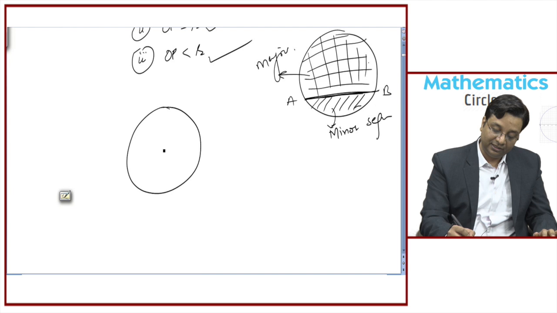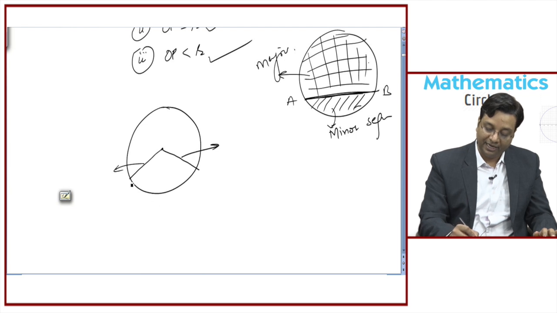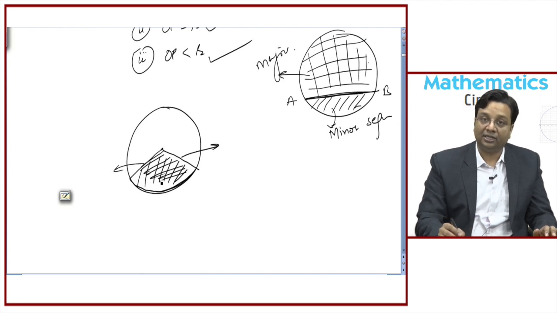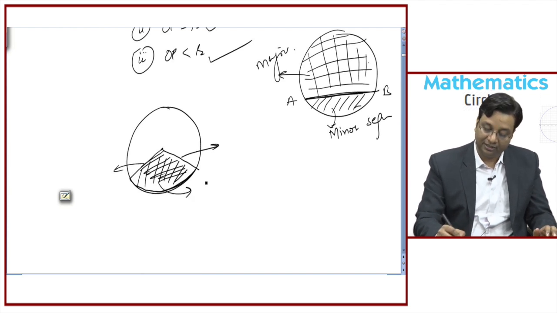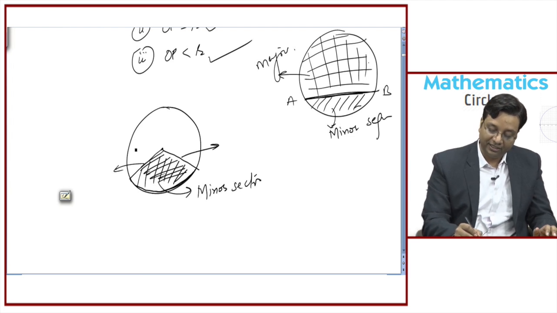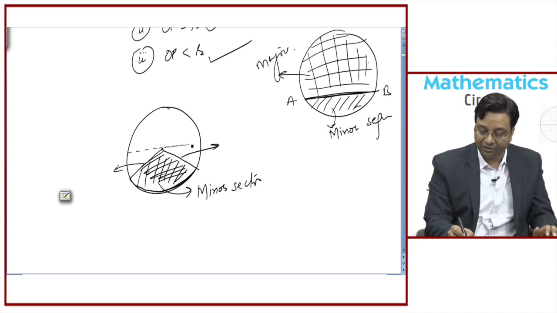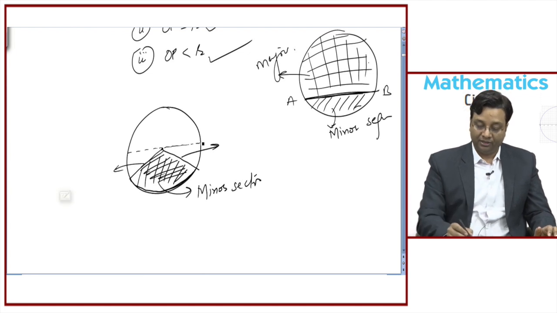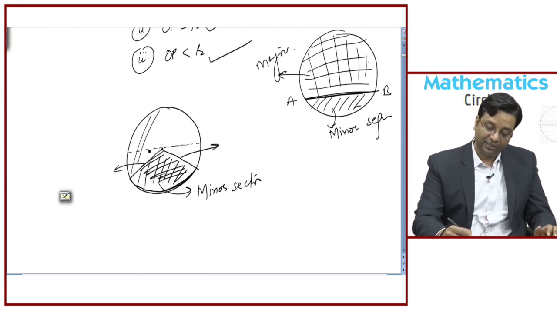Another way that we learned is to divide the circular region like this, by using two radii and an arc. This area is known as the sector of the circle, and this is the minor sector. As we can clearly observe, it is less than the semicircular region. So it is the minor sector, and the rest of the area is the major sector.